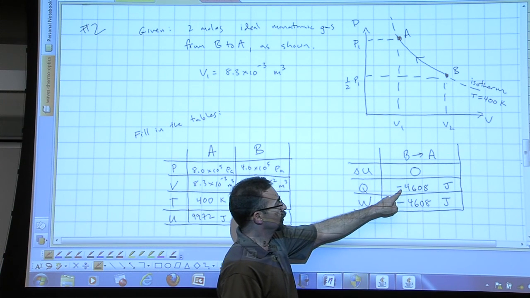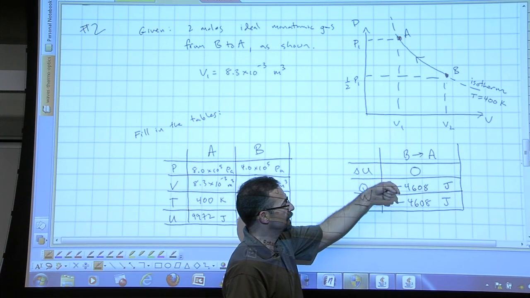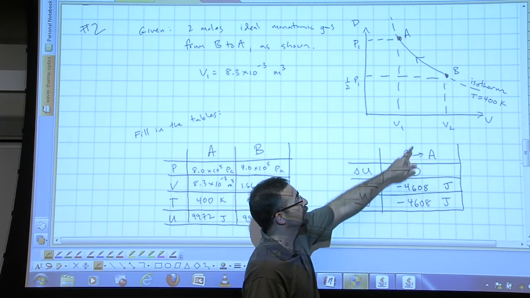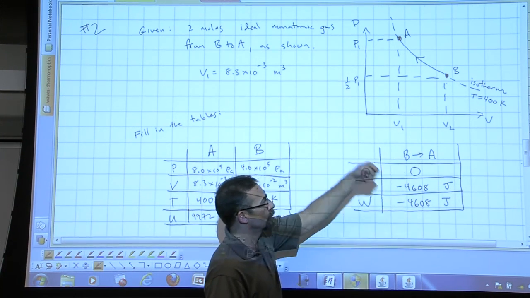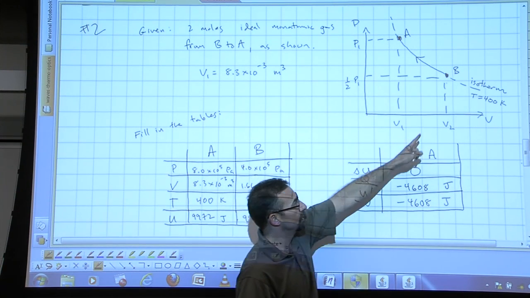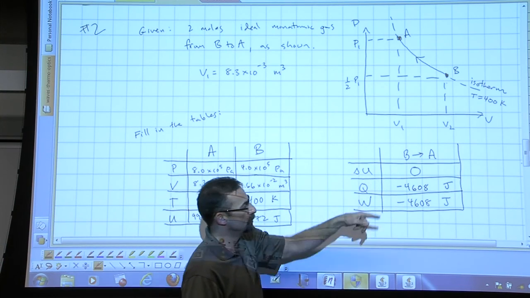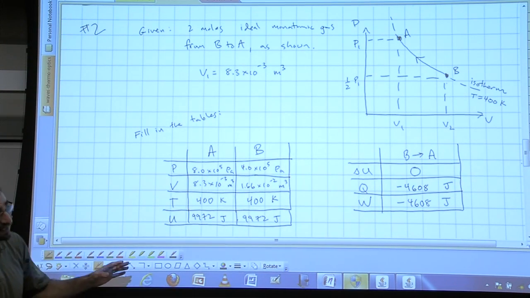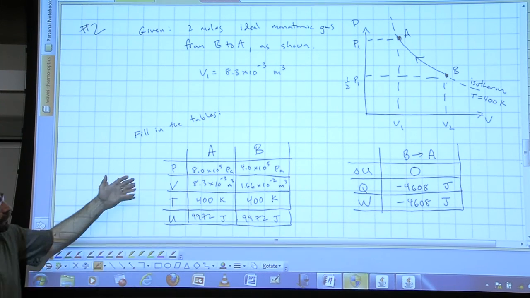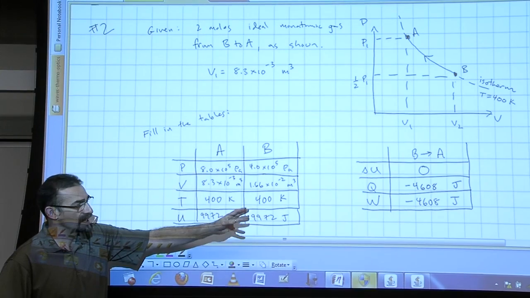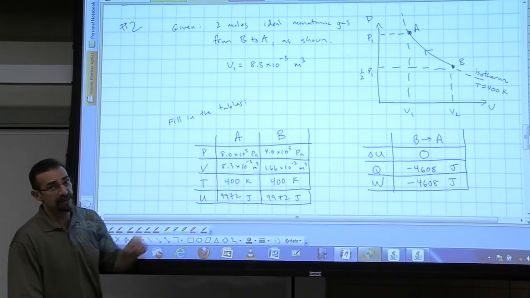So Q has to be negative. That makes sense. Heat had to come out. The sign of W has to be negative because the volume gets smaller. We did work on the system. So those make sense. And anytime we have an isothermal process, delta U is 0 because the temperature doesn't change. So I think this makes sense. I want you to get in the habit of, once you get an answer, think about it for a second. It's very easy to miss a minus sign. Think about it. Make sure it makes sense.